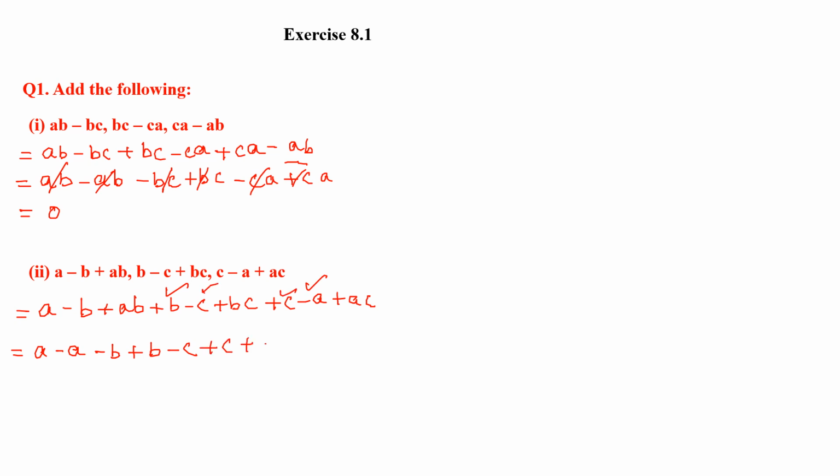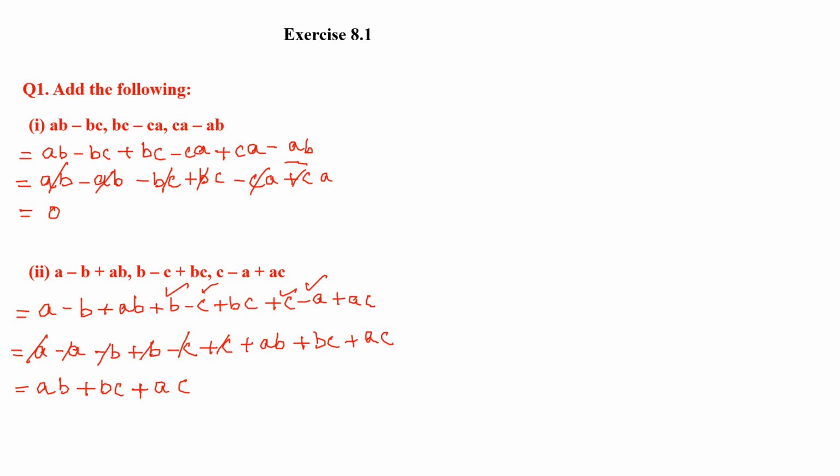And then after that AB plus BC plus AC. AB, BC, AC, they don't have any like terms. I have written them like that. Now A minus A is 0, minus B plus B is also 0, minus C plus C is also 0. So all of this will get cancelled out. So I am left with AB plus BC plus AC. So this is your required answer.